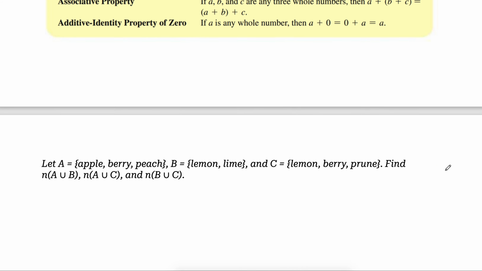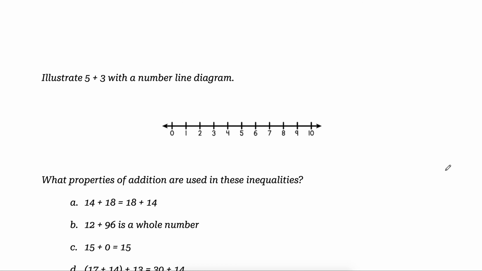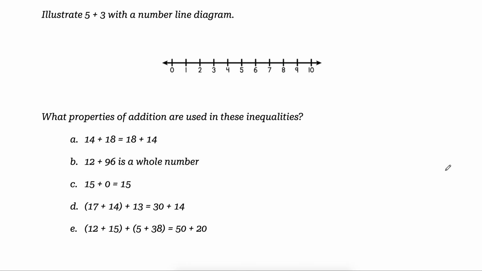And on the next page, I'm actually going to do these examples out of order. I want to start here with this last example where it asks which properties of addition are used. So the first one, I have 14 plus 18 equals 18 plus 14. That's the commutative property. It says order does not matter when you're adding.